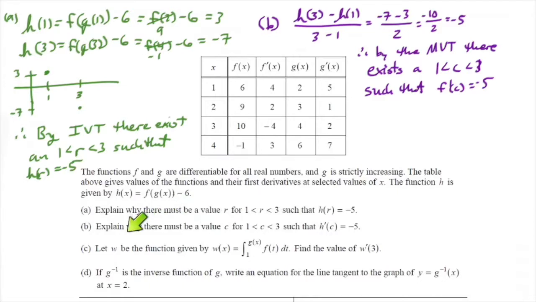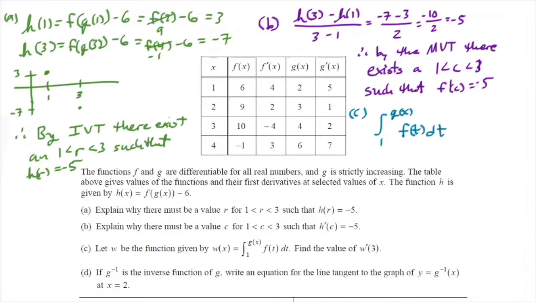Alright, for our next one, we're given a new function. W is defined right here as this crazy looking integral function. Find the value of w prime of 3. So that means we got to take this crazy integral function and take the derivative of it. Lucky for you, the intermediate value, no, not that one. The fundamental theorem of calculus part 2 makes this super simple. Let's write out what w is. We have the integral from 1 to g of x of f of t dt.